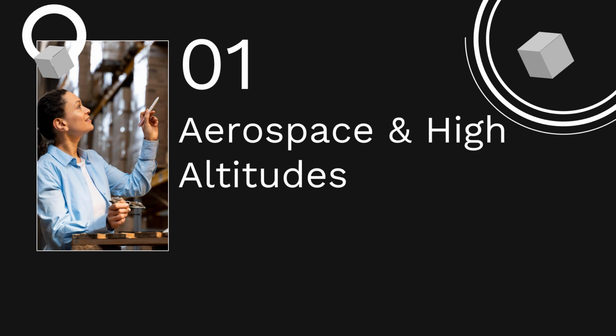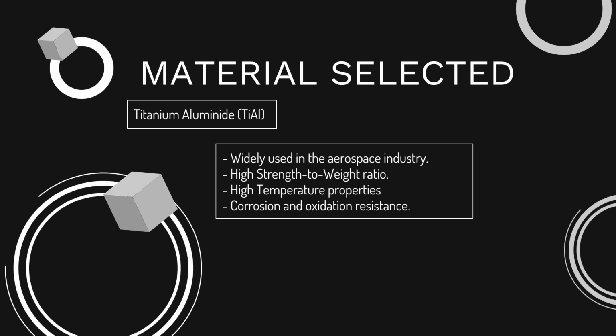Okay, so the first project is about airspace and high altitude missions. The material selected for this project was titanium aluminide. Basically, it is widely used in aerospace industry due to its high strength and low density. I chose to use it in a turbine blade, which I will explain later, because they need to support high temperatures from the combustion chamber. And also, as they are in contact with air and gases, they need to be good at corrosion and oxidation.